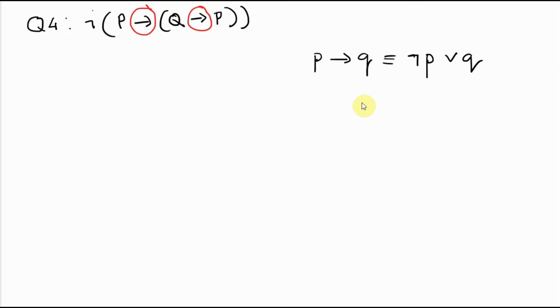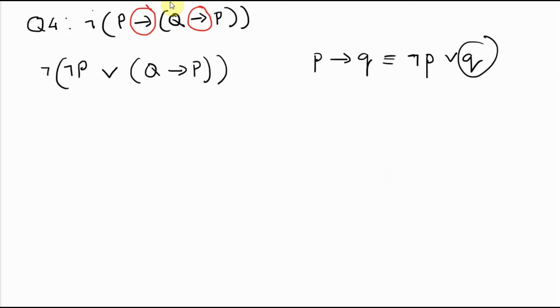If we use it for the compound proposition P implies Q implies P, then our compound proposition becomes not of not P or, and this whole part, Q implies P, represents the Q. So it will become Q implies P. It doesn't change, it will remain the same.